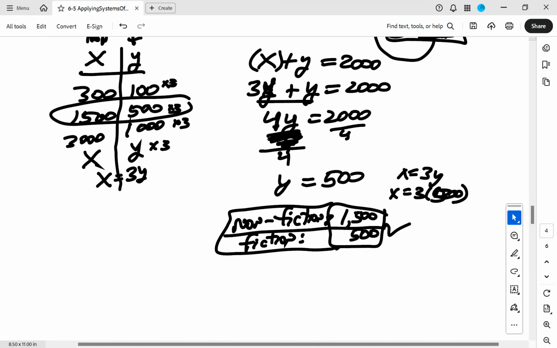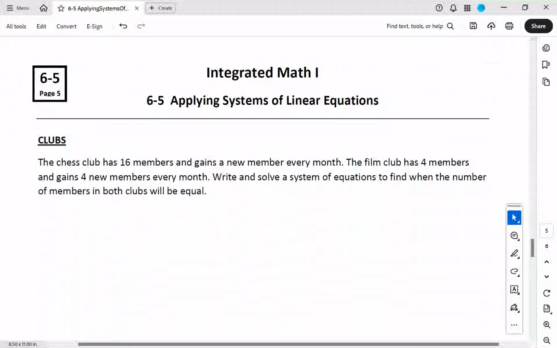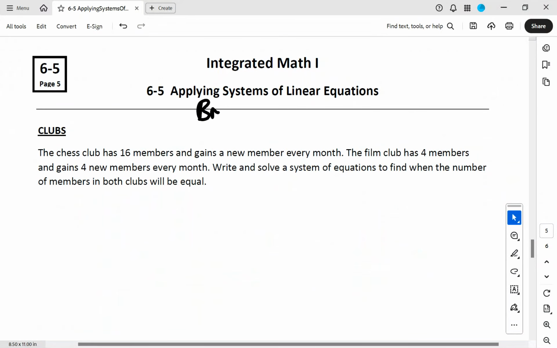Okay, let's take a look at the next problem. This one is actually what you would call a break-even point, or break-even question, because it has a break-even point in it. Break-even means that you're breaking even. You're having 2 sides being equal, or 2 things being equal.